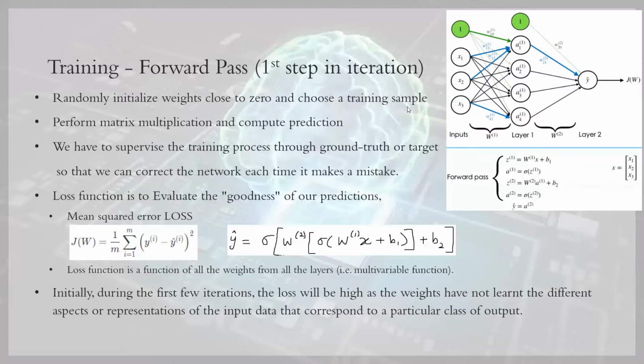Then you choose a training sample, that is this value. Like we saw in the table, there were 6 people, and every person has 5 attributes and 1 target value. So this x1, x2, x3, x4, x5 will be the input, one person's attribute inputs, and the output will be the target value, which we will compare with. Then you perform matrix multiplication and compute the prediction.